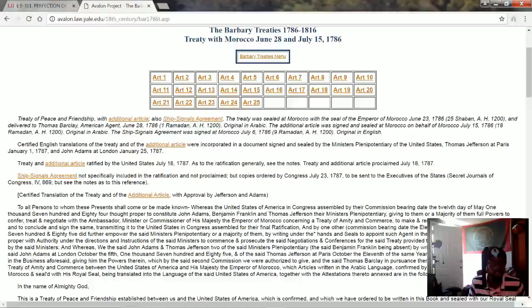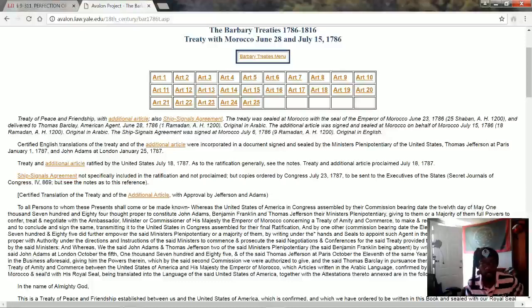Treaty of Peace and Friendship with additional articles, also ship signals agreement. The treaty was sealed at Morocco with the seal of the Emperor of Morocco, June 23rd, 1786. In our calendar, the 25th day of Shaban, AH 1200. And delivered to Thomas Barclay, American agent, June 28, 1786, first day of Ramadan, AH 1200. Original in Arabic. The additional article was signed and sealed at Morocco on behalf of Morocco, July 15, 1786, 18th day of Ramadan, AH year 1200.